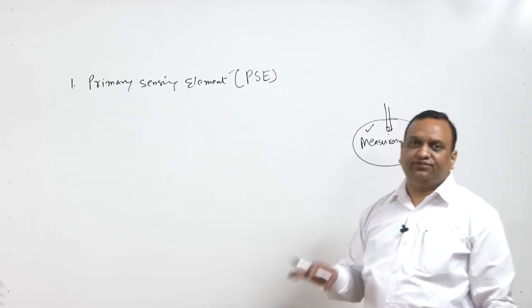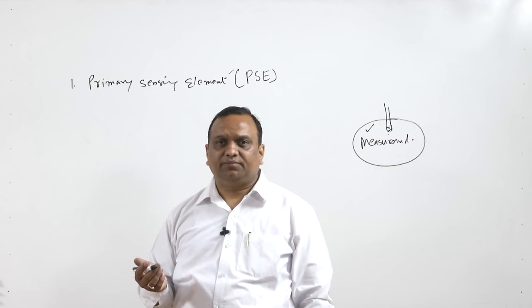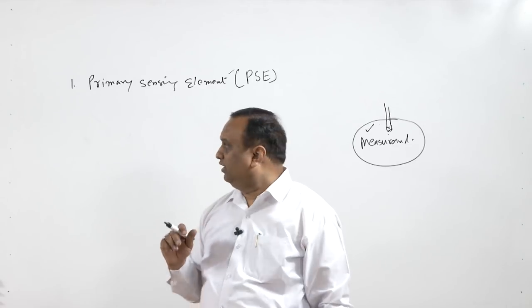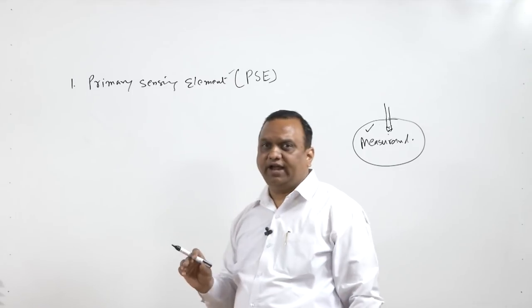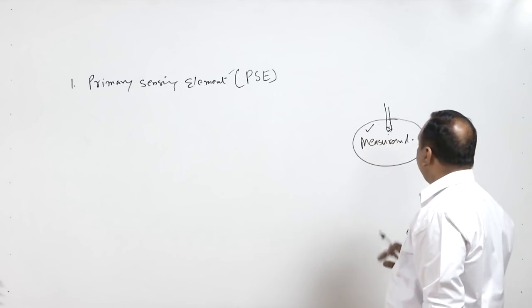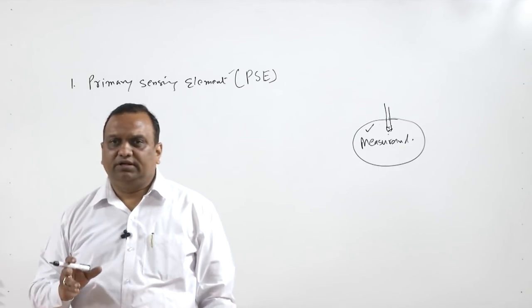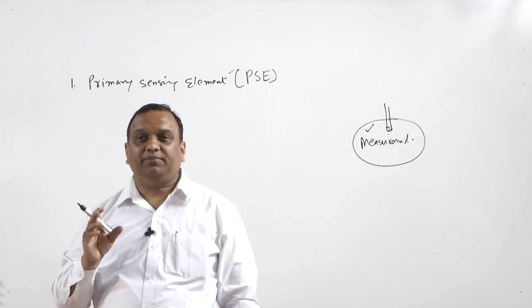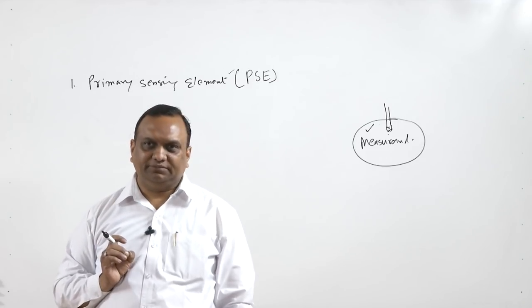I want to measure the pressure in a vessel. The diaphragm of a pressure gauge is the primary sensing element. So any part of the instrument which comes into contact with the measurement is the primary sensing element. For a very good measuring instrument, the primary sensing element should withdraw a minimum amount of energy.